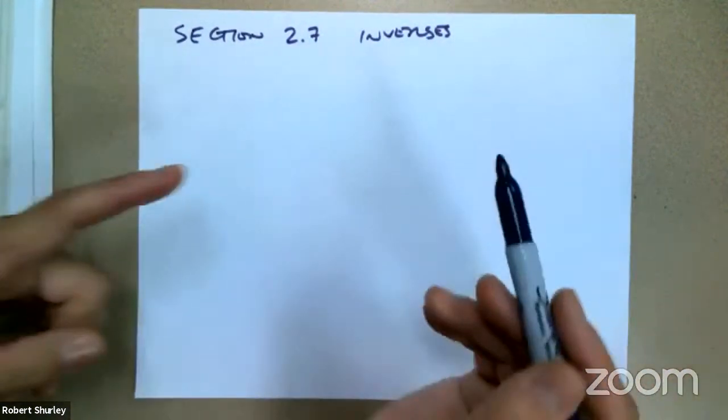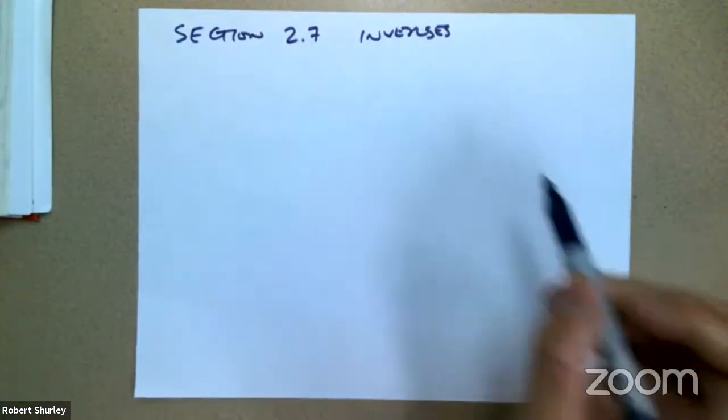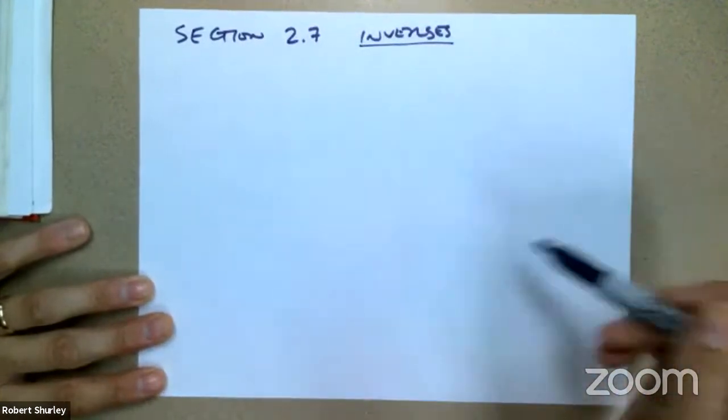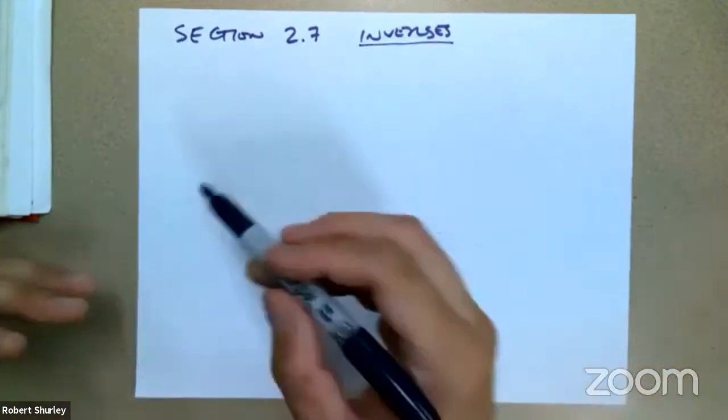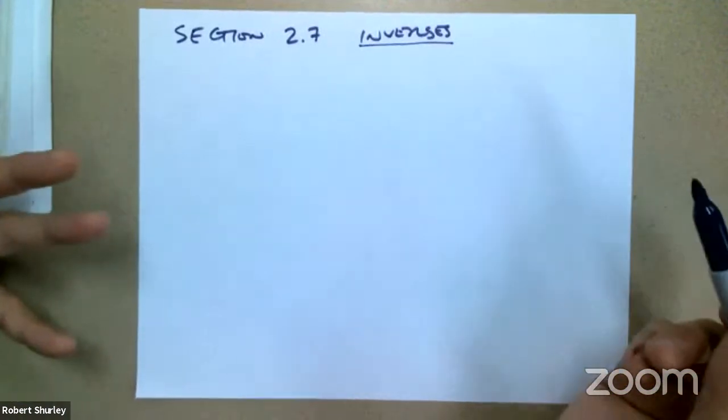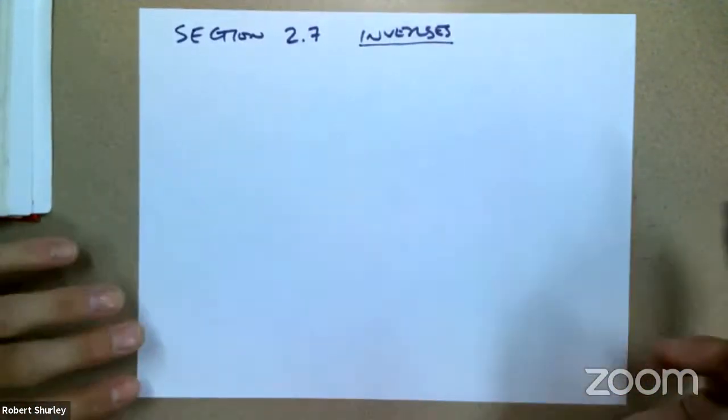Inverses are just when we flip the x and y. That's it. So, inverses with fractions, it's when you flip the numerator and denominator. Well, with functions, we're talking about inverses of functions. It's when you flip the x and y.